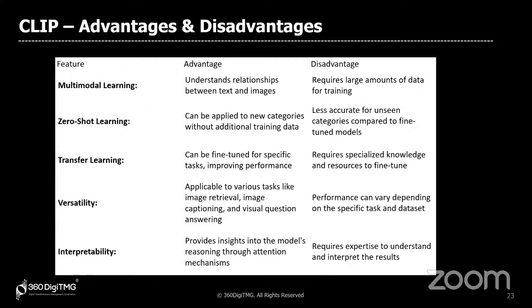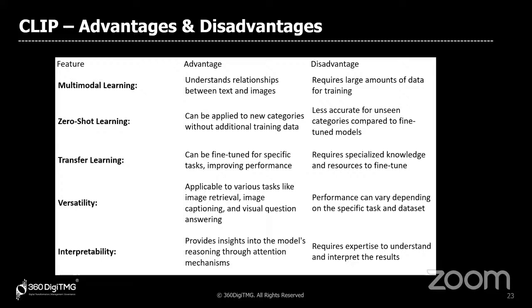Zero-shot learning can be applied to new categories without adding training data. And what we can say about the disadvantages: if unseen categories come, for example, it will give very less accuracy compared to fine-tuning the models. Okay, if we explicitly fine-tune the model, then it will give good accuracy. But for the same model, if we want unseen data, it will give less accuracy.